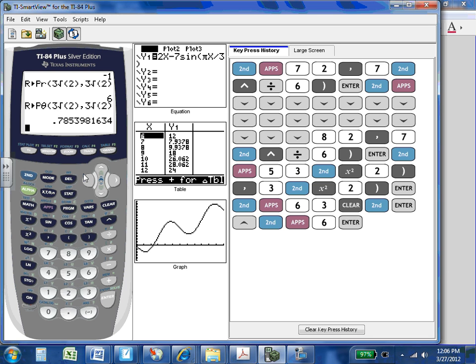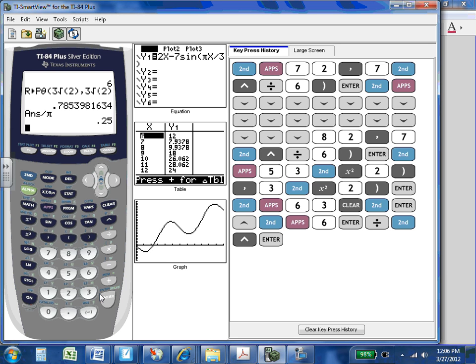Now I'm suspecting that with the 3 root 2 and 3 root 2, that's looking like an isosceles right triangle to me. So watch what happens. When I take this decimal, I'm going to divide it by pi, and I get 0.25, which means that my angle is pi times a quarter, or pi over 4, which makes perfect sense. It's a 45, 45, 90 triangle. So let's record our results here.